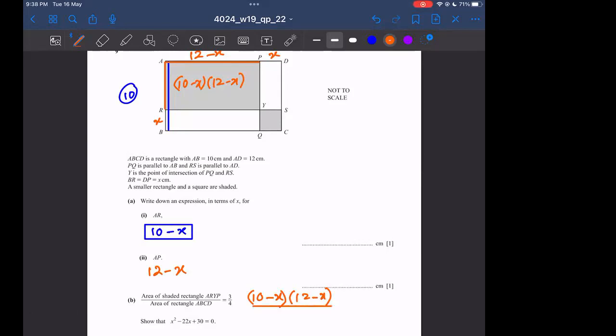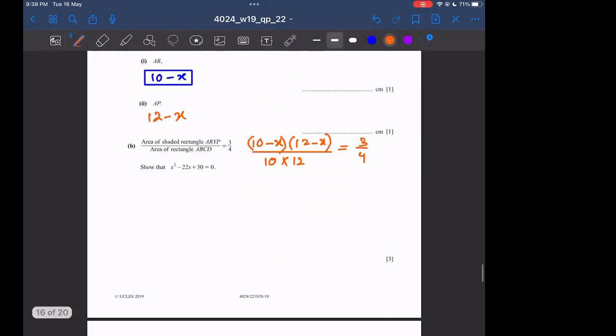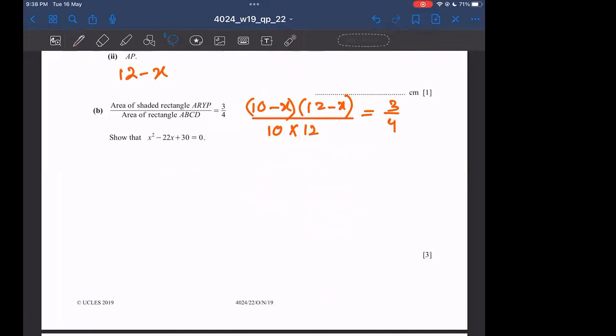So the area of ARYP, 10 minus X into 12 minus X, upon the area of the rectangle ABCD. What is the area of ABCD? This whole ABCD is the rectangle. The area is going to be 10 into 12. That is equal to 3/4.